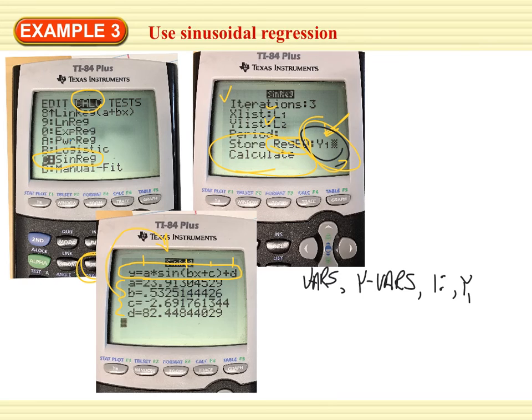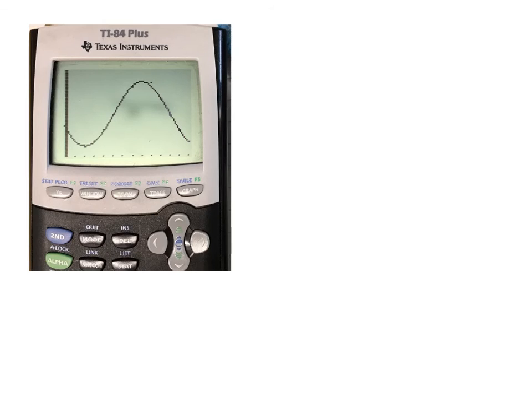Now, I stored that equation in Y1, so I can hit graph and it'll graph it for me. So I hit the graph button. I still had my scatter plots turned on, so you'll see the dots are still there, but it did the sinusoidal graph over it, and it's perfect. So I graphed the model.